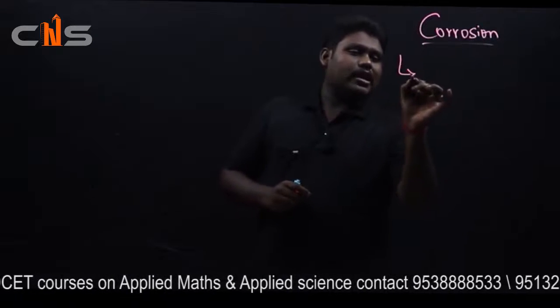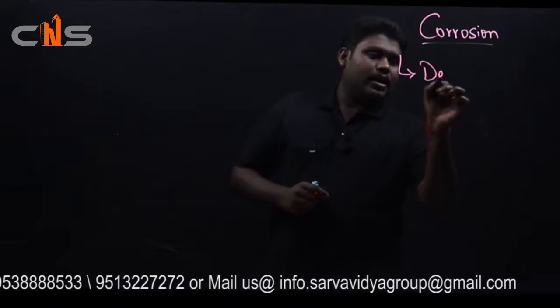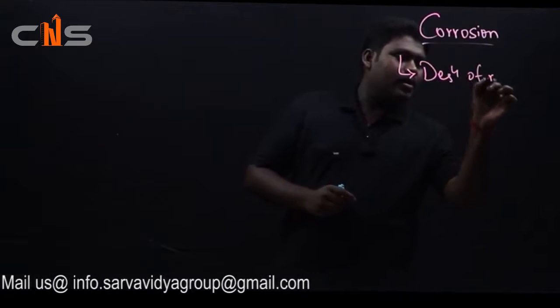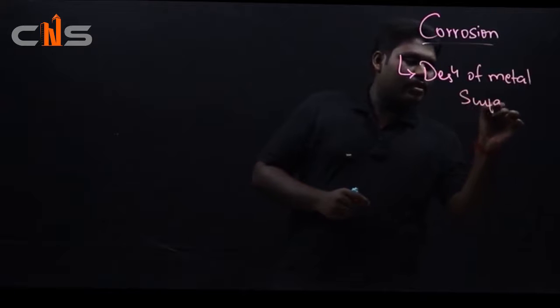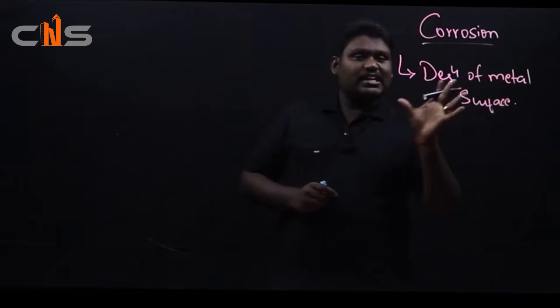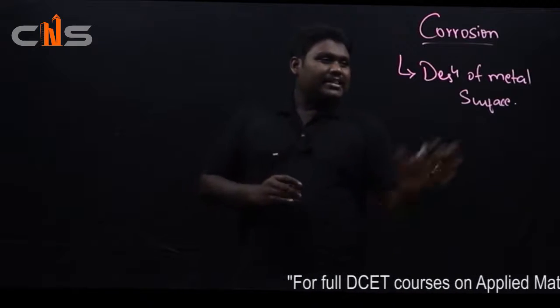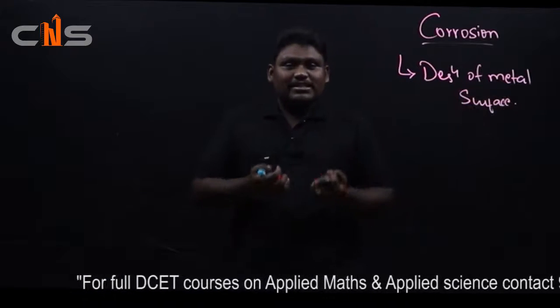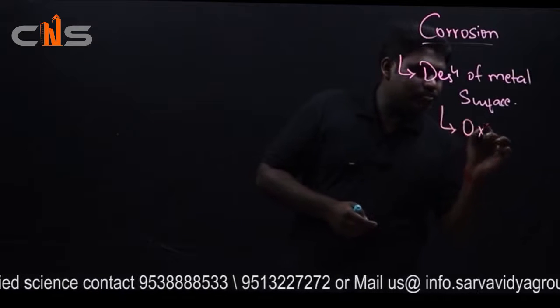So what is corrosion? In normal layman language, it is nothing but destruction of metal surface. Clear? So what happens when a metal surface is exposed to atmosphere? Due to the atmospheric factors, this metal surface deteriorates its strength. That is because of oxidation.